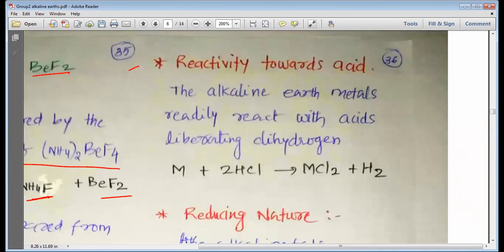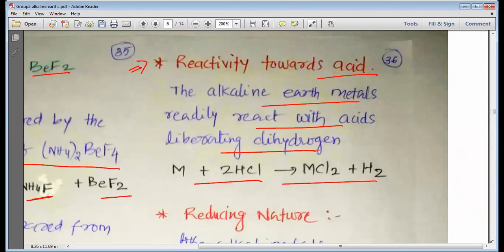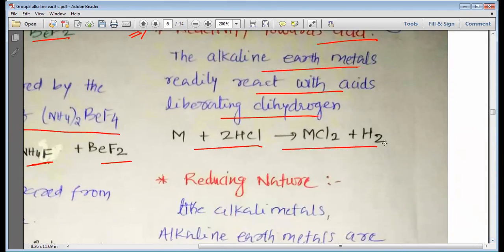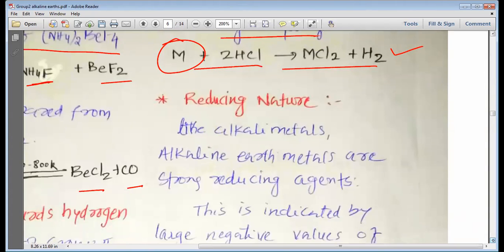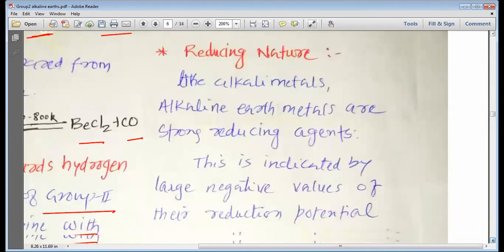Let us study about the reactivity towards acids. These alkaline earth metals react with acids, liberating hydrogen. This is a common characteristic of metals. Metals, when they react with acid, produce hydrogen gas: M plus 2HCl gives MCl2 plus H2. Here M represents all the elements like beryllium, magnesium, calcium, strontium and barium. All these metals can produce hydrogen gas when they react with the acid.